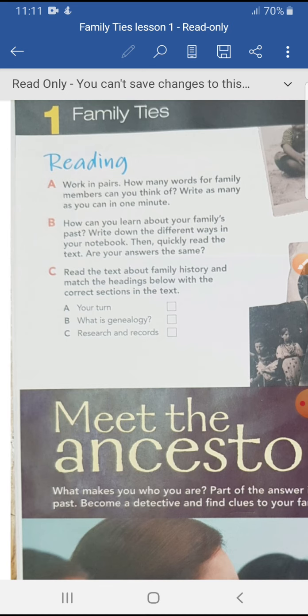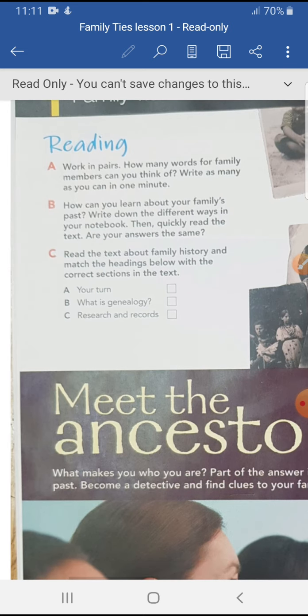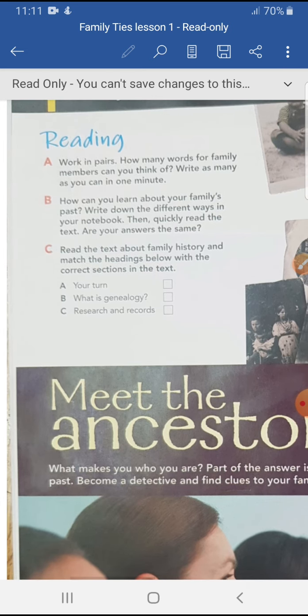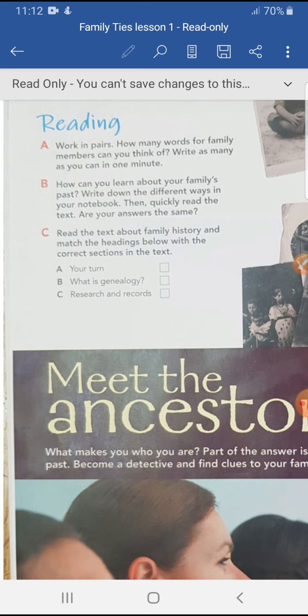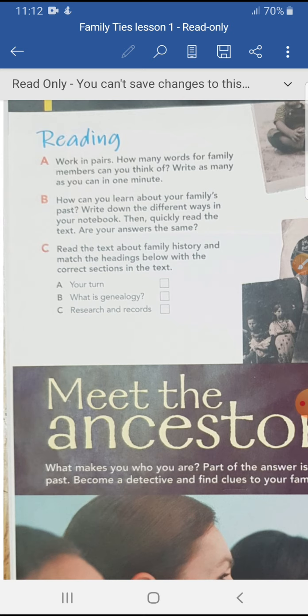Family members, people who share family ties. For example, parents, grandparents, nephew, niece. B. How can you learn about your family's past? Write down the different ways in your notebook, then quickly read the text. Are your answers the same? I can learn about my family's past through the family trees, books, and websites.